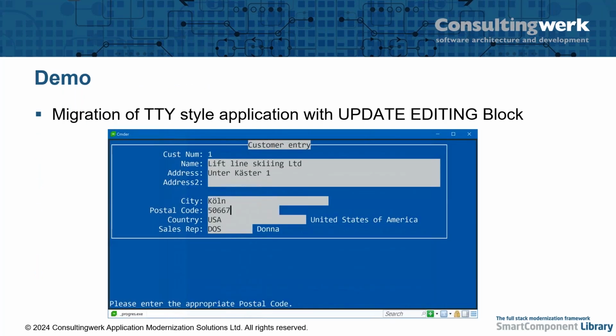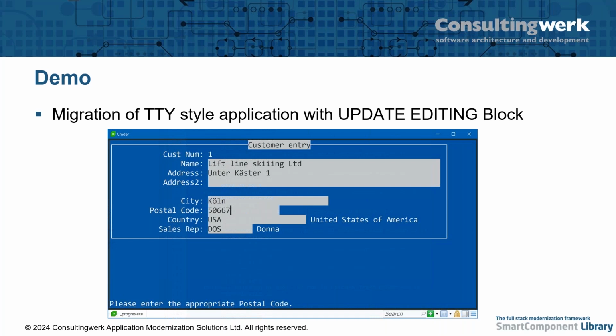So let's start with one example. It's a very simple TTY update editing screen. The nature of update editing, I'll show the update editing statement in a second, is basically like a big loop that ends when the user presses the go key, saving all the changes. And until then, the loop is iterated for every key that the user presses.